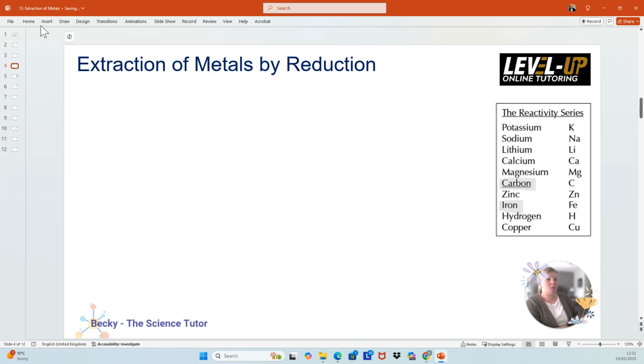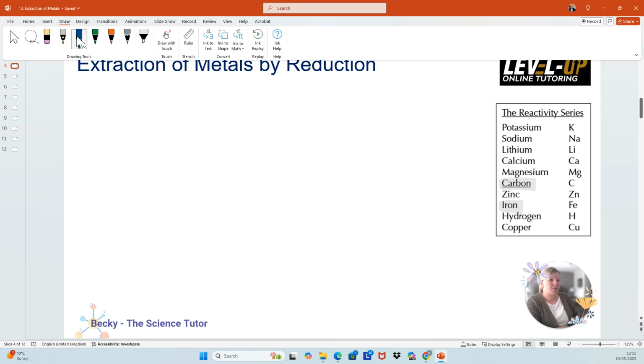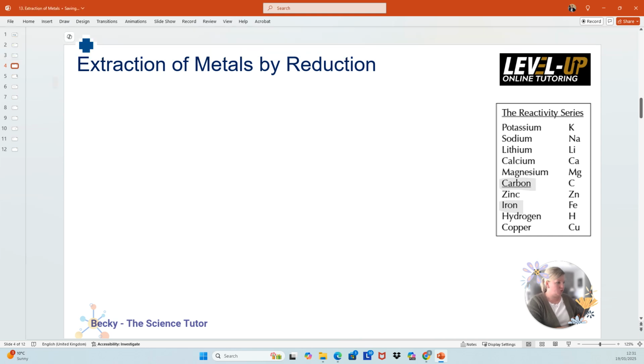So coming back to our little reactivity series, okay, let's just label this up. So if we are under carbon, these metals can be extracted by carbon reduction.